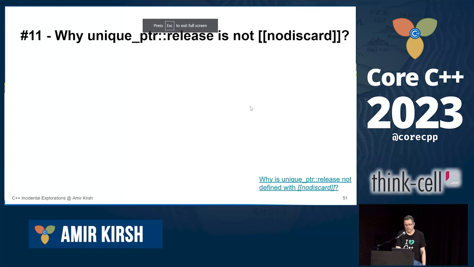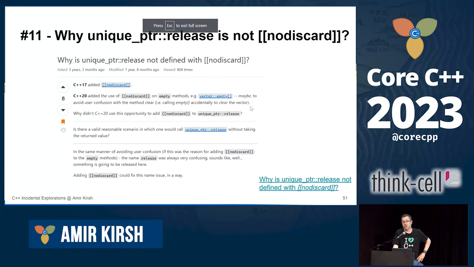So my question was, why is unique_ptr::release not nodiscard? I mean, C++17 added the attribute nodiscard. And C++20 added nodiscard to many standard library functions, like all the empty functions of containers. When you call empty on a container, why did they add the nodiscard? Because people were confused with, I call empty in order to clear. No, you call empty in order to get the result, it is a Boolean, whether it is empty or not. It's a question, it's an inquiry.